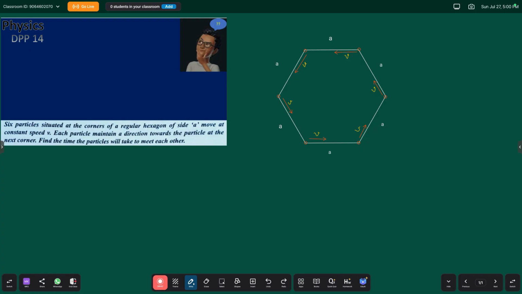This question is: 6 particles situated at the corners of a regular hexagon of side A move at constant speed v. Each particle maintains a direction towards the particle at the next corner. So find the time the particles will take to meet each other.